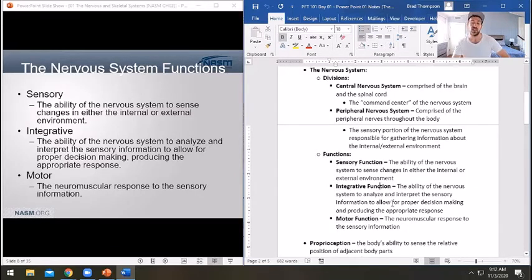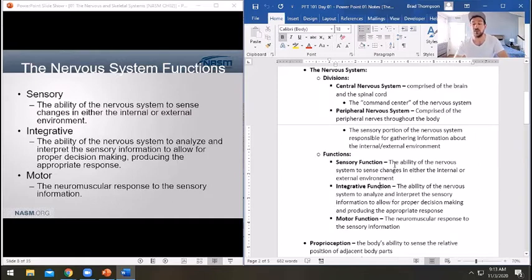I like to think of these as direction based almost. Sensory function is information going towards my brain. Motor function is information coming from my brain. And then integrative function is the decision making that's happening in between.